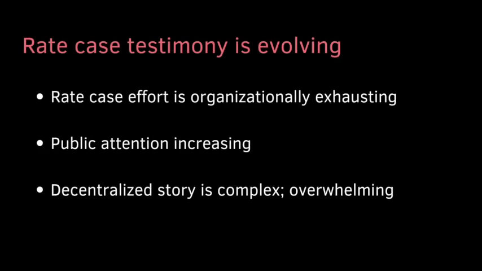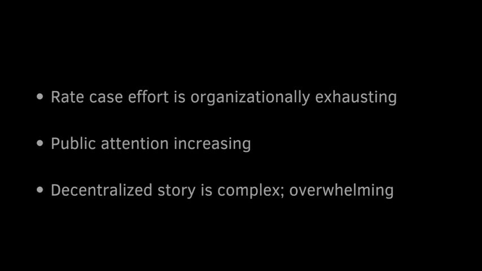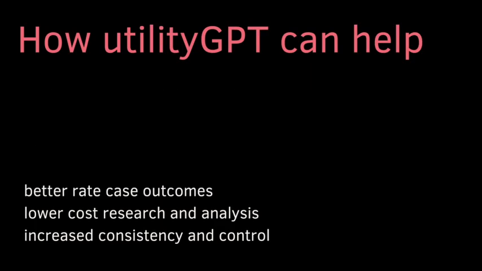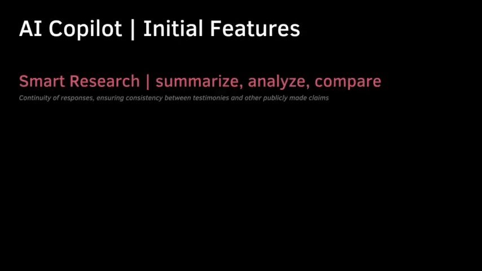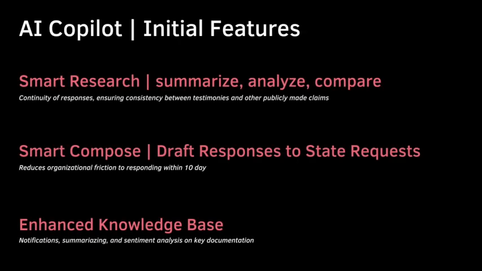Right now, the rate case takes about 10 months and is organizationally exhausting, with hundreds of authors at times. There's more public attention on it, and it's a decentralized process that can quickly become overwhelming. So here's how AI can get better rate case outcomes, lower cost of research, and increase consistency. We have three main features we'll go through in the demo.